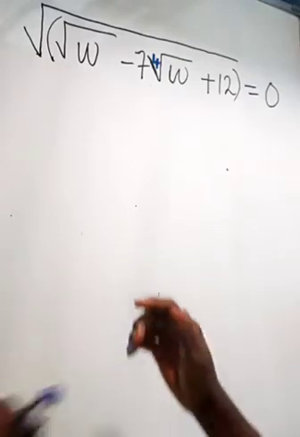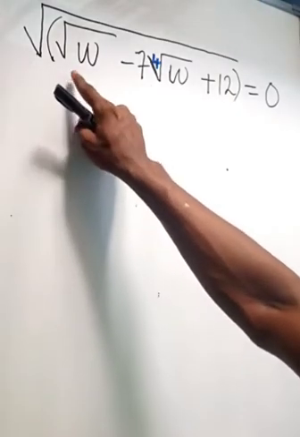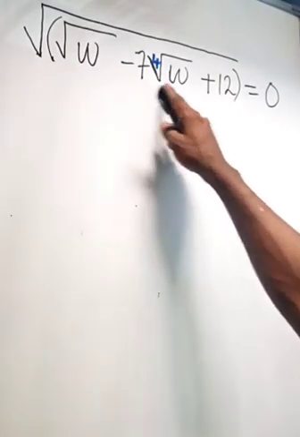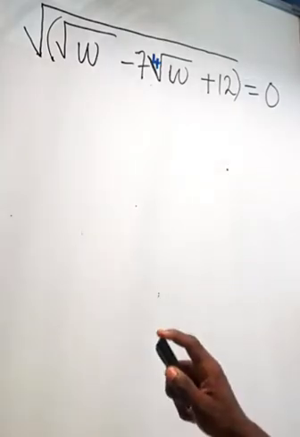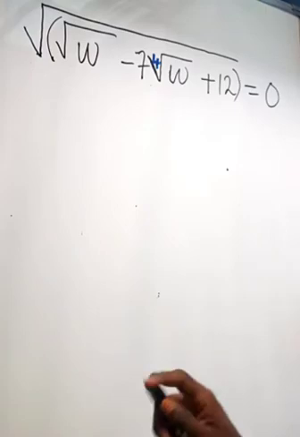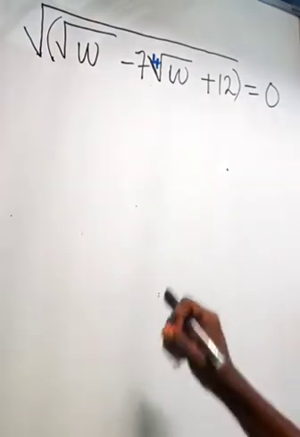Now in this video, we want to solve for the value of w that satisfies this equation. We have the square root of w minus this, so the whole of that equals 0. We have some radical terms here, and we want to evaluate this using some steps which you are going to discover soon.